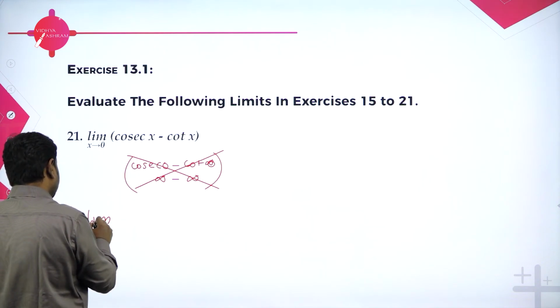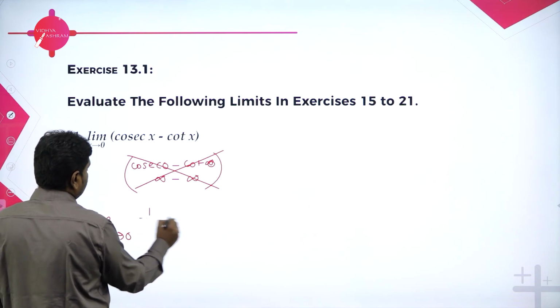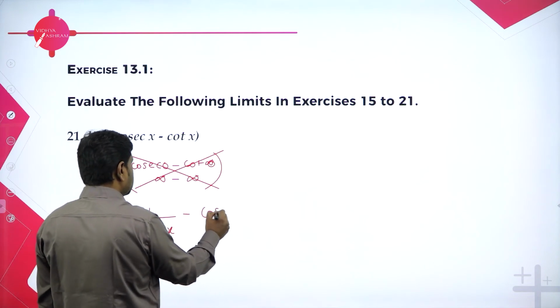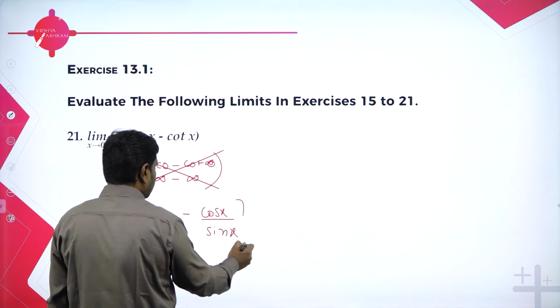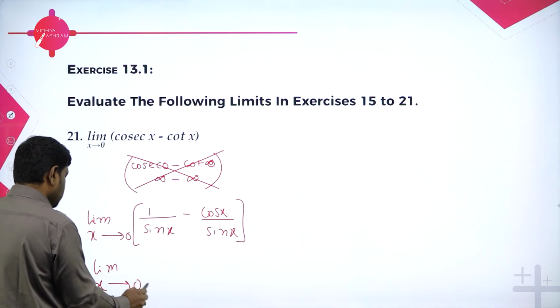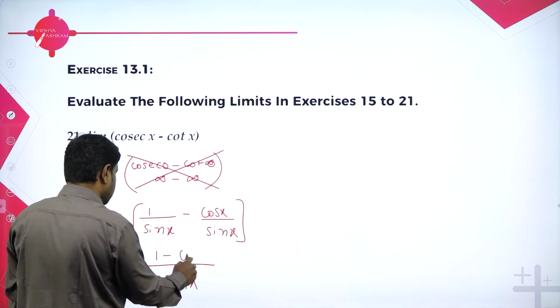First, we'll take the given problem, limit x tending towards 0. Cosecant x can be written as 1 by sin x, and cot x can be written as cos x by sin x. Now we'll take the LCM. What is the LCM for these two? Sin x is the LCM. The numerator becomes 1 minus cos x.